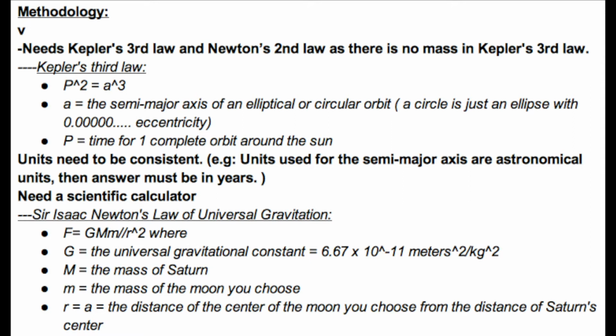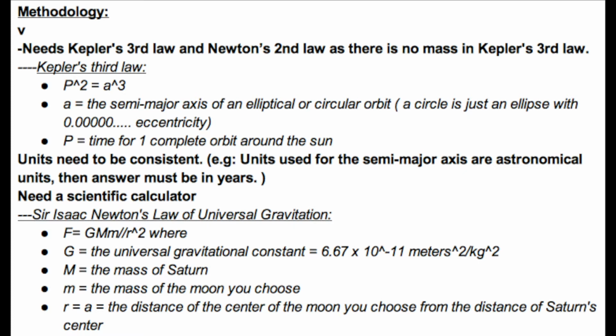Kepler's third law is p squared equals a cubed, in which a is equal to the semi-major axis of an elliptical or circular orbit, and p is equal to the time for one complete orbit around the Sun. In this formula, when we are working it out, the units need to be consistent. For example, if units used for the semi-major axis are astronomical units, then the answer must be in years. For this, we will also need the help of a scientific calculator as the results must be very accurate. Now Kiran will talk about Sir Isaac Newton's law of universal gravitation.